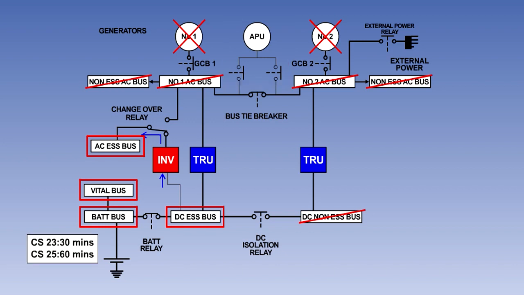If the electrical system is operating on battery power alone, then the battery must be able to supply the essential services for 30 minutes on aircraft certified to EASA CS23 and for 60 minutes on aircraft certified to EASA CS25.